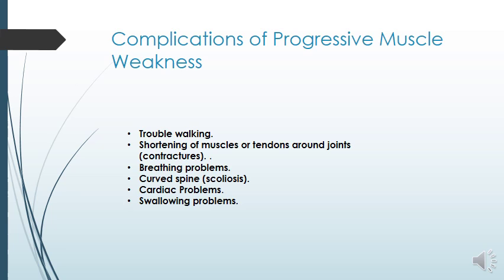Breathing problems. Progressive weakness can affect the muscles associated with breathing. People with muscular dystrophy may eventually need to use a breathing assistance device, a ventilator, initially at night, but possibly also during the day. A curved spine, scoliosis. Weakened muscles may be unable to hold the spine straight. Cardiac problems. Muscular dystrophy can reduce the efficiency of the heart muscle. And swallowing problems. If the muscles involved with swallowing are affected, nutritional problems and aspiration pneumonia may develop. Feeding tubes may be an option.